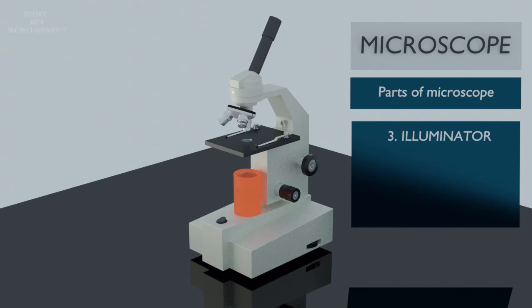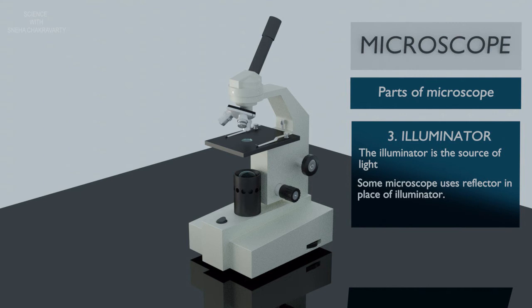Illuminator. Illuminator is the source of light. Some microscope uses reflector in place of illuminator.